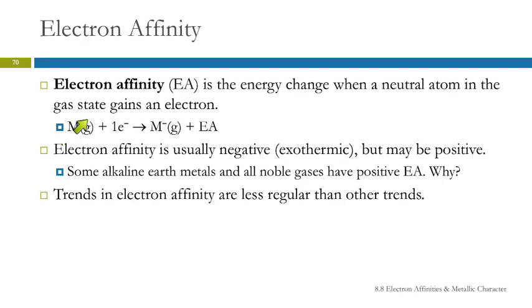So we can take this neutral atom plus one electron, gives us a -1 ion plus EA. Electron affinity, that could be positive or negative. The electron affinity is usually negative, exothermic, but it can be positive. Some alkaline earth metals and all the noble gases have positive electron affinities.